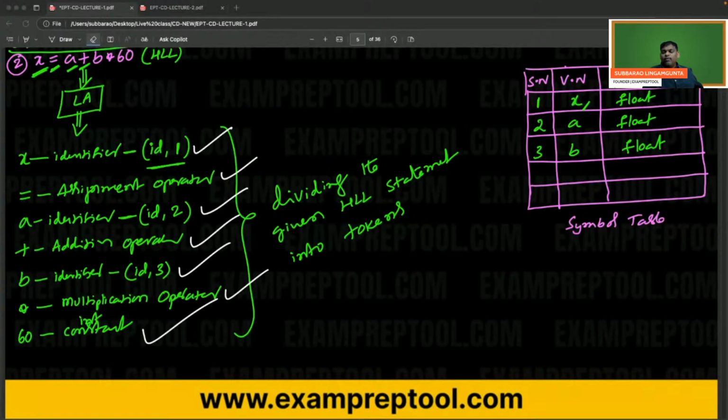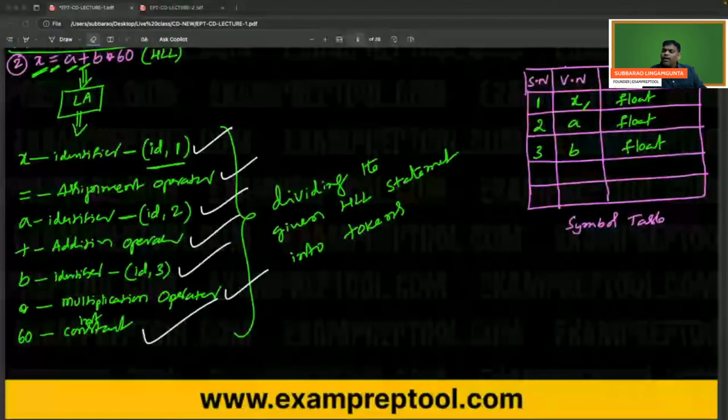Try to remember: the C compiler knows its operators, its keywords, and its special symbols, but the C compiler doesn't know its variables. The user can give a variable name whatever way he likes, and a function name whatever way he wants. So only identifiers are not fixed; all the remaining ones are fixed.